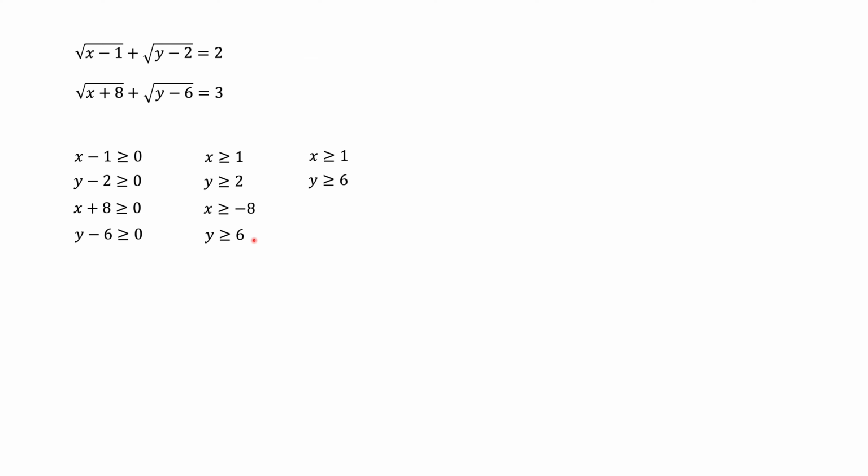So, all right, but now let's go back to our equations. In particular, let's go to the first equation. What do we see here? We see the square root of x minus 1. Well, if x greater or equal than 1, it means the square root of x minus 1 should be positive or 0. Now, what about the second square root? If y greater or equal than 6, square root of y minus 2 has to be greater or equal than 2. But now notice, we have a sum of two numbers.